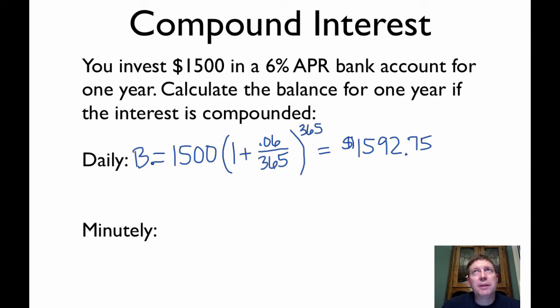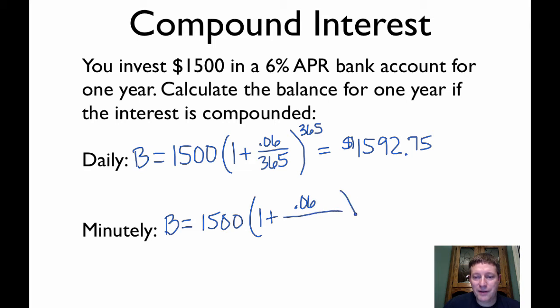Let's see, how many minutes are there in a year? That's kind of a big number. 525,600 minutes. Well, there you have it. So now we know what to write. The balance is $1,500 times 1 plus 6% divided into the number of minutes in a year.